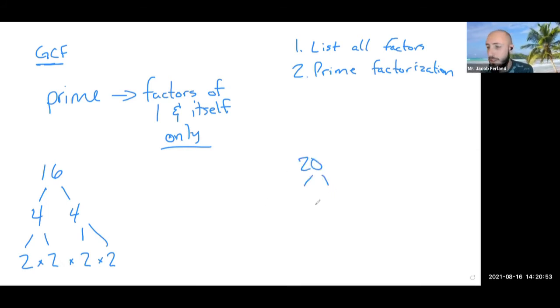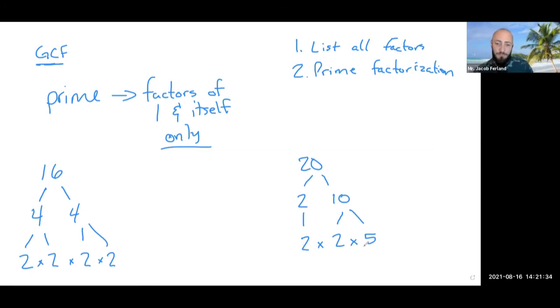So let's start with 2 factors of 20. Let's do 2 and 10. So 2 times 10 is 20. 2 is prime, so we don't have to do anything with that anymore. But 10 is not, so we can further reduce that. Let's do 2 times 5. 2 is prime, so that can stay. And 5 is also prime. Its only factors are 1 and 5. So we bring this other 2 down, and the prime factorization of 20 is 2 times 2 times 5.